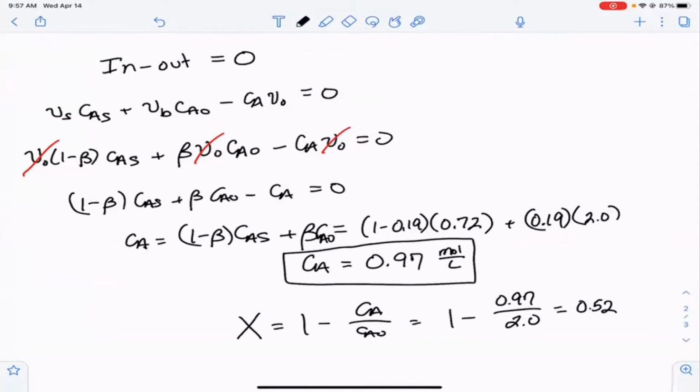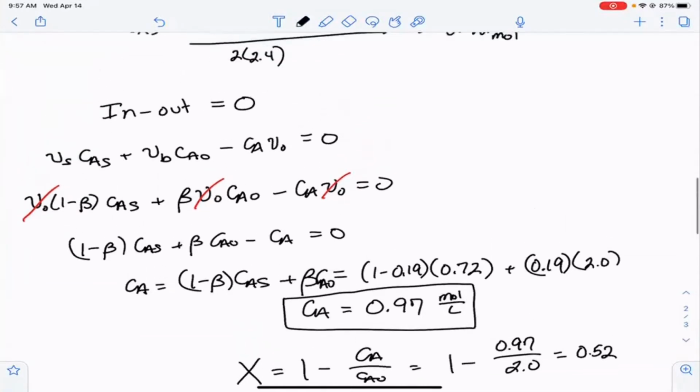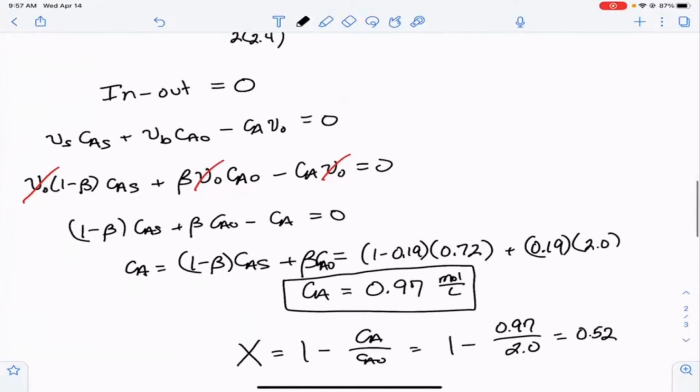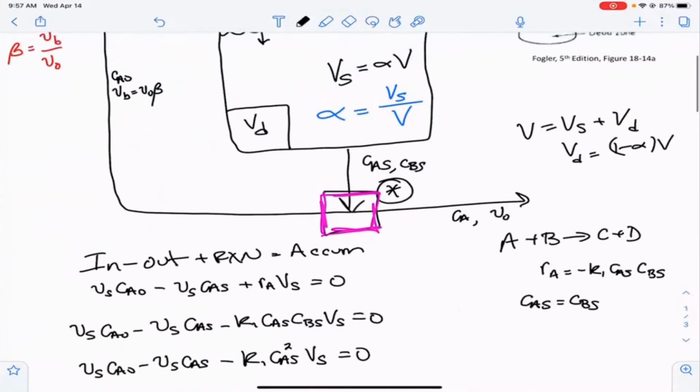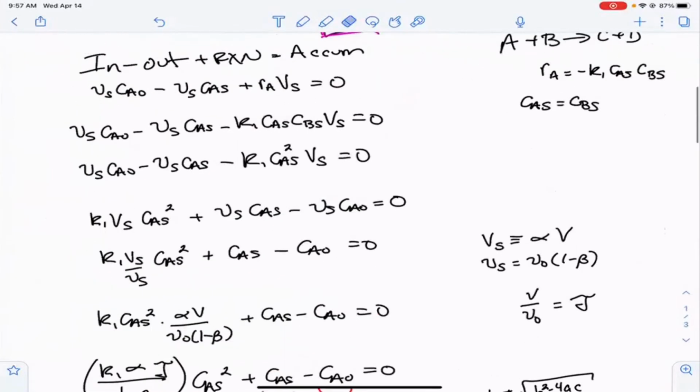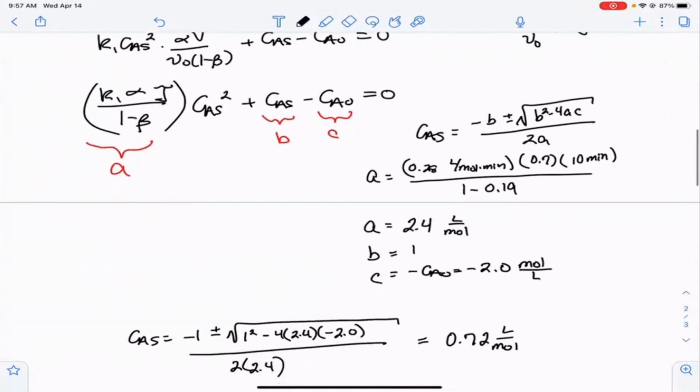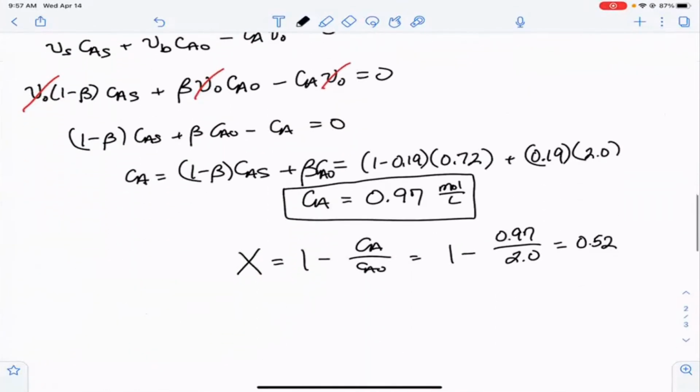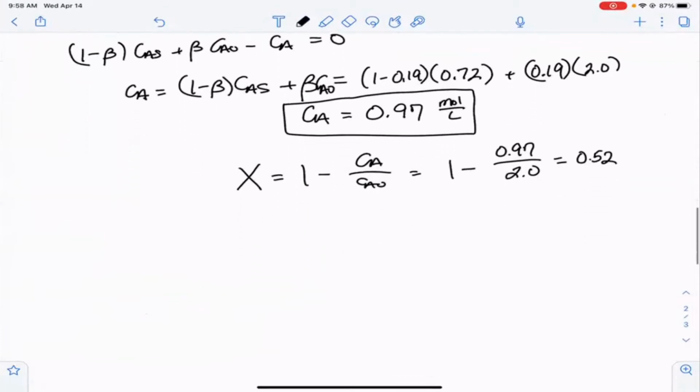Another note is that we also could have solved this for conversion explicitly at the beginning. We could have actually defined, if we wanted to, an intermediate conversion here that we would call like X star. And then we could have actually gotten this equation in terms of X star, and then also had a quadratic and solve for X star. And in the next example, I'll actually do that. So you guys see it done both ways, where you see the concentration solved for, and then you have one where we'll actually do the substitution for that intermediate conversion.